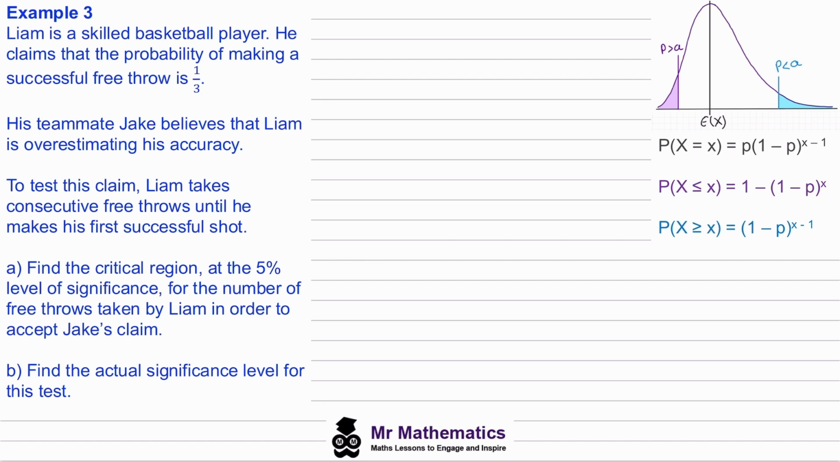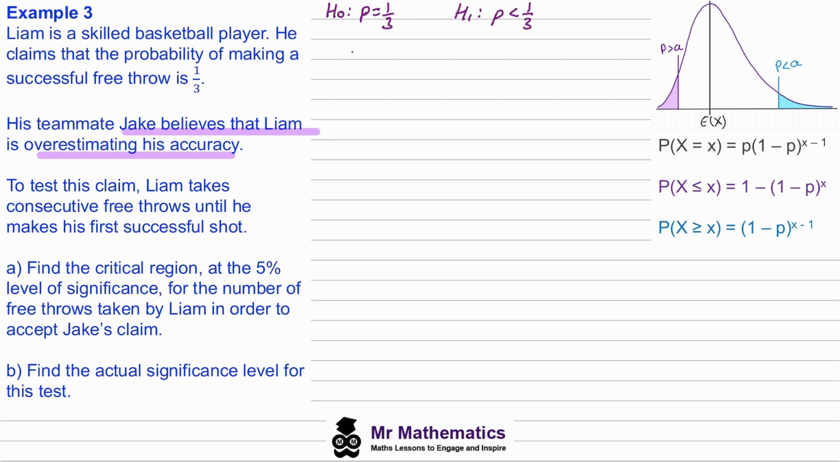Okay, so the first thing we need to do is to state our hypotheses. That H0: p equals 1/3. And then because Jake believes that Liam is overestimating his accuracy, H1, the alternate hypothesis, will be that p is less than 1/3.